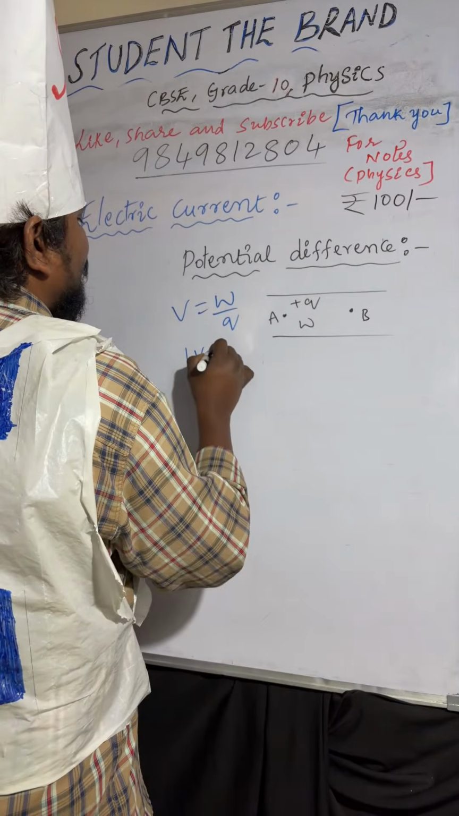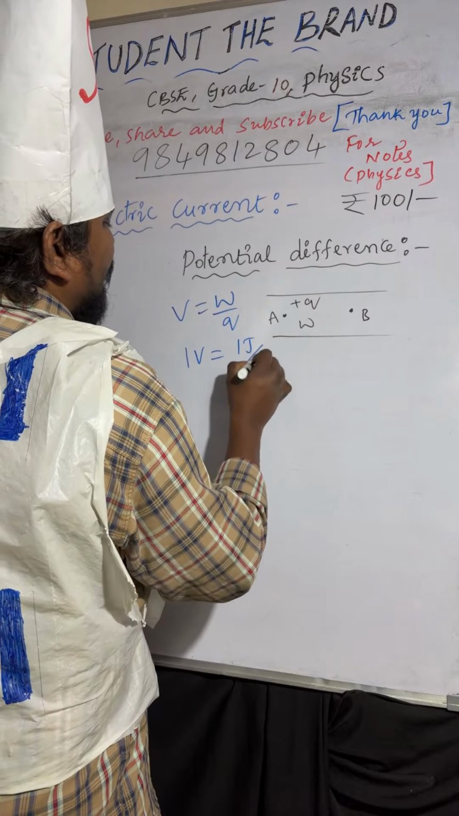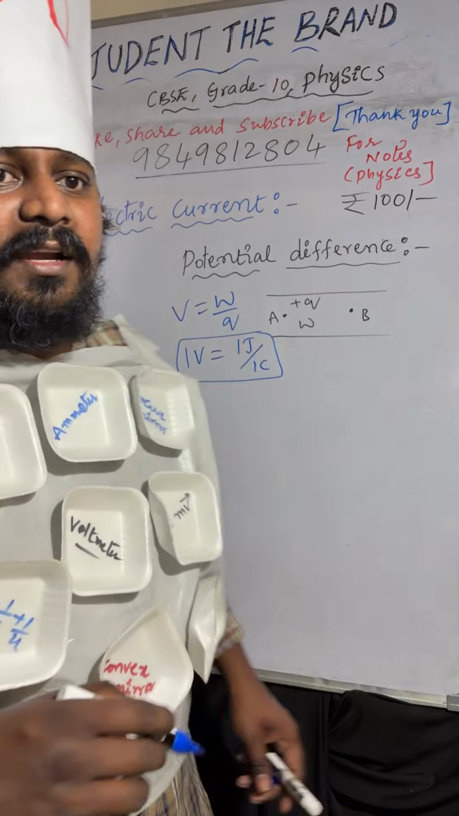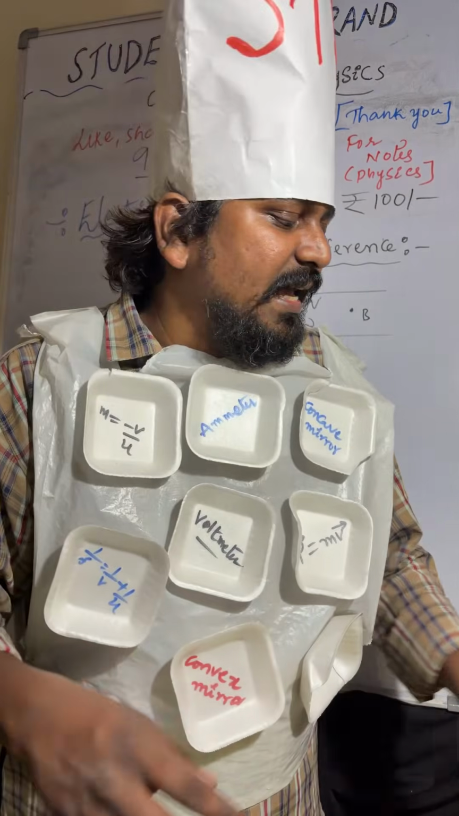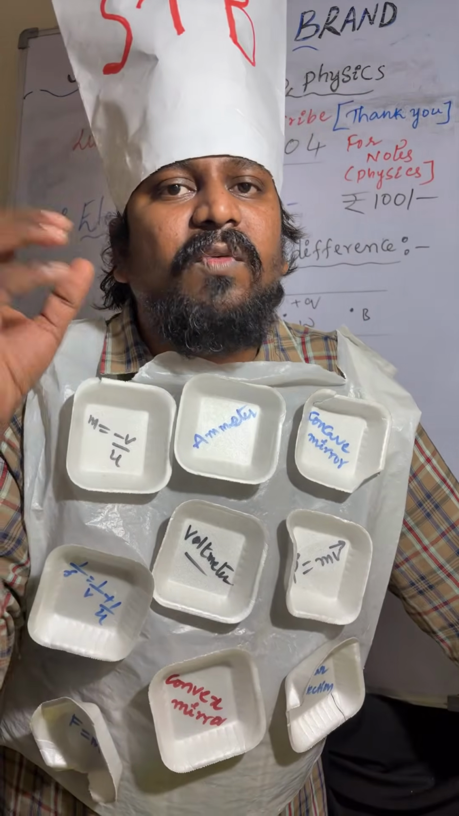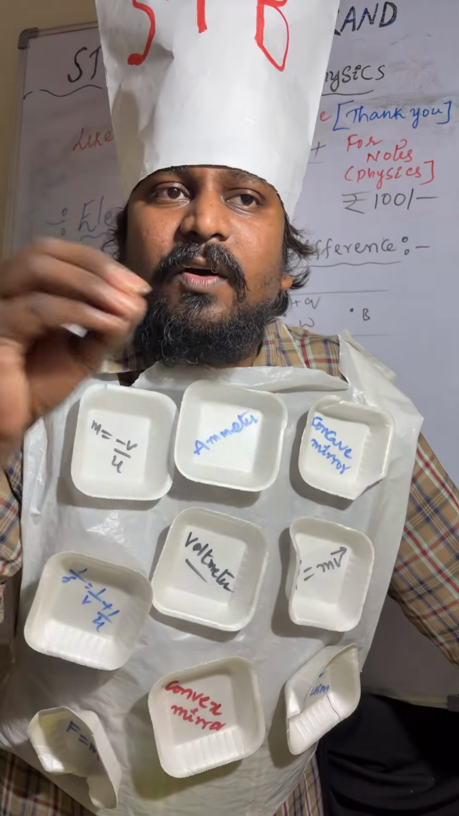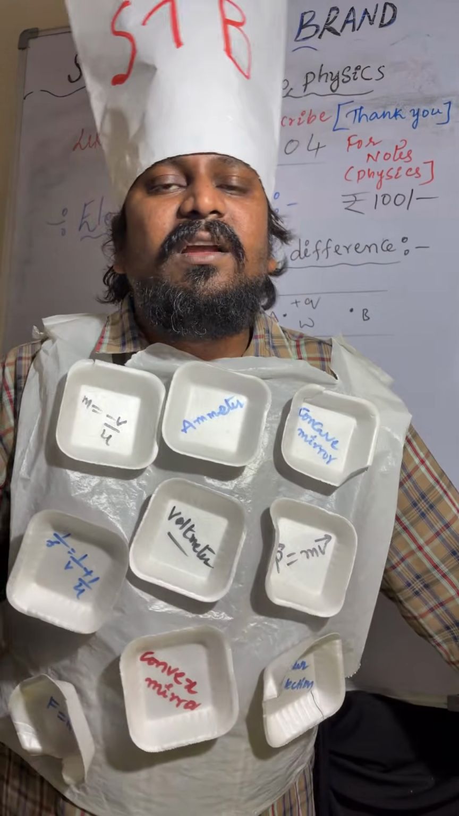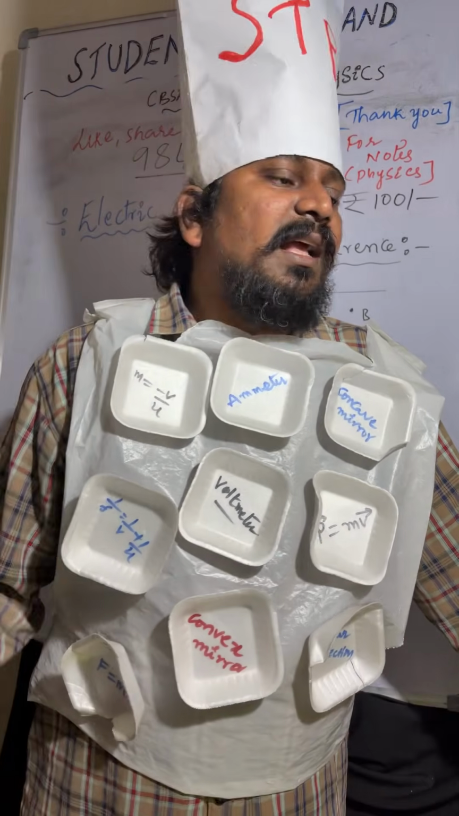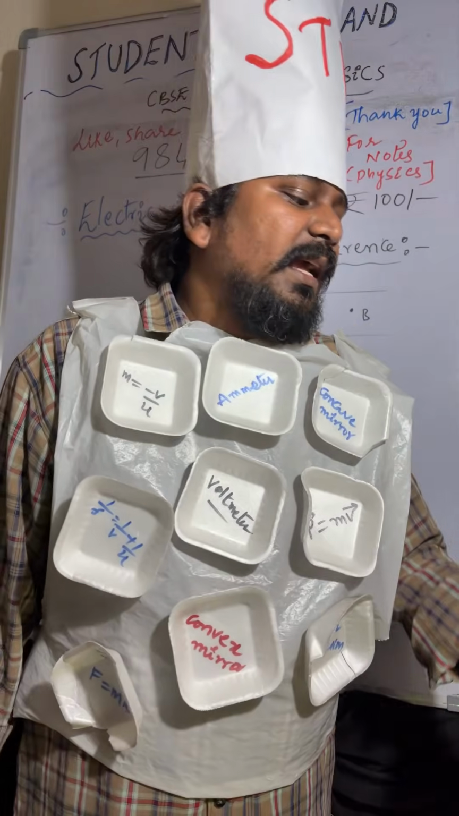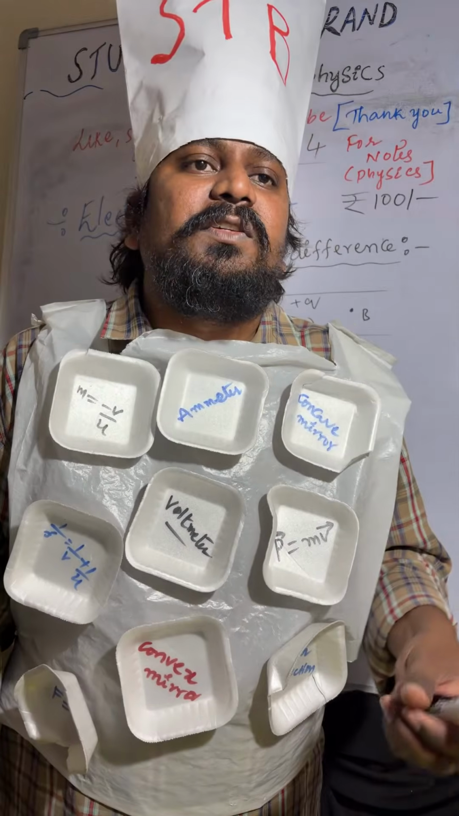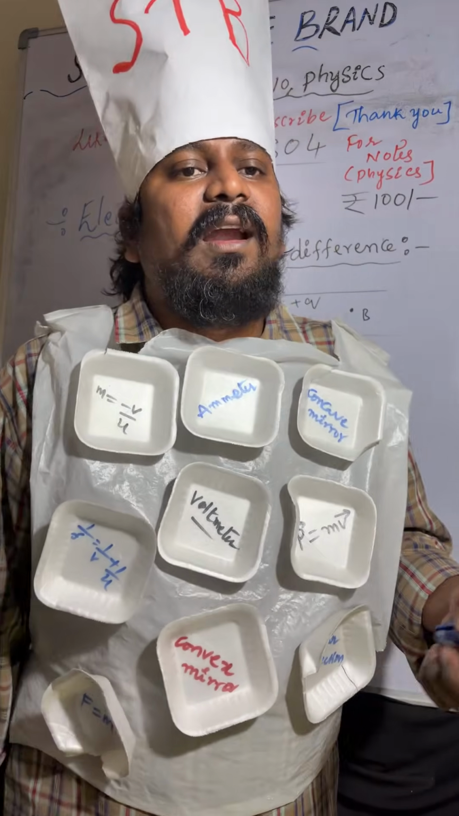One volt is defined as one joule of work done to bring one coulomb of charge from one point to another point within the conductor. Coming to electrical potential: electrical potential is nothing but the work done to bring unit positive charge from infinity to the required field.